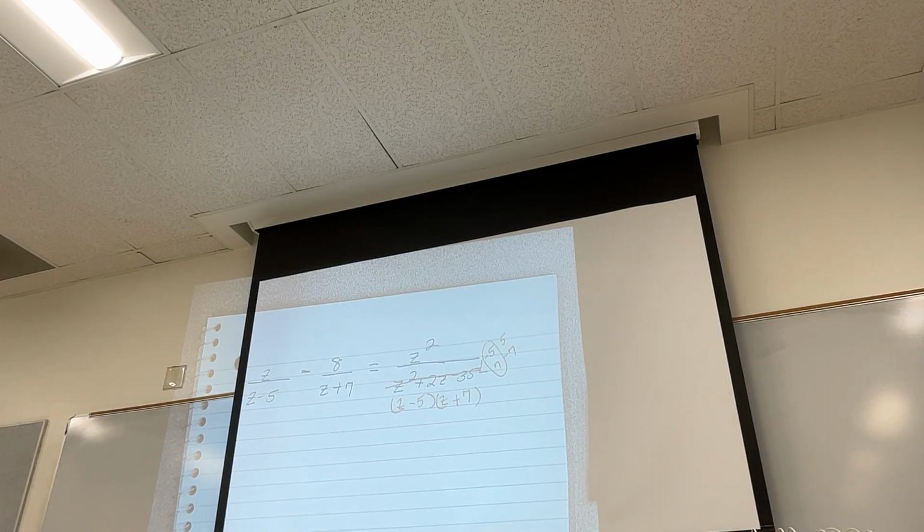Okay. So now here's my question. What does LCD mean? Okay. So the least common denominator. What denominator do all of these denominators divide into evenly?